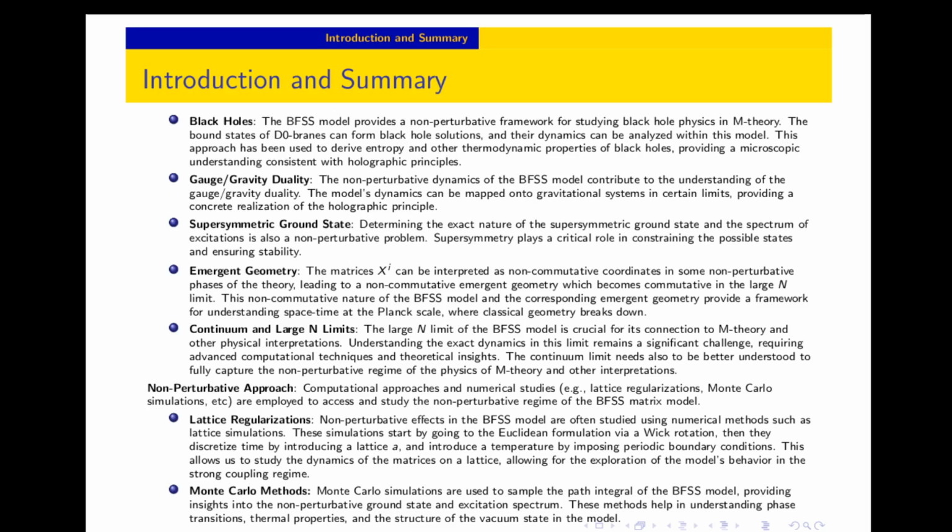The non-commutative nature of the BFSS model leads to emergent geometry, where matrices xi are interpreted as non-commutative coordinates, and this geometry becomes commutative in the large N limit. Understanding the continuum and large N limits of the BFSS model is crucial for its connection to M-theory. These limits remain significant challenges, requiring advanced computational techniques and theoretical insights.